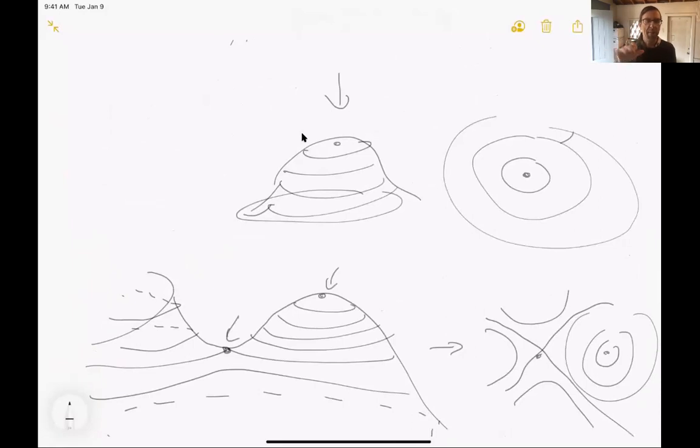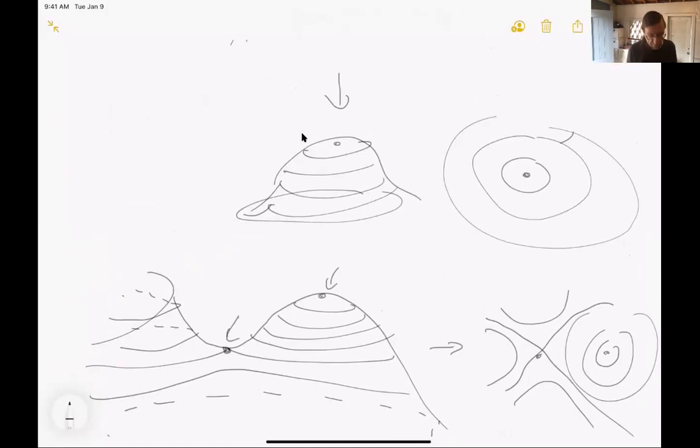And you should remember from Calc 3 that for level curves of a surface, there are three kinds of critical points you can have: maxima, minima, and saddles. So the level curves either look like circles around maxima and minima, or they look like hyperbolas around the saddles.